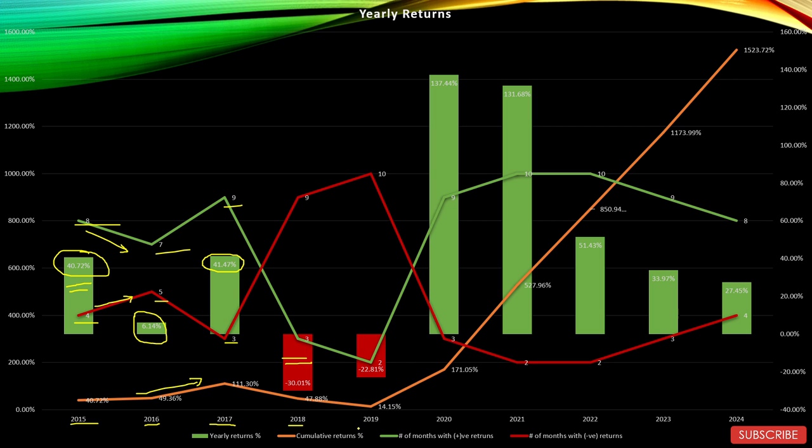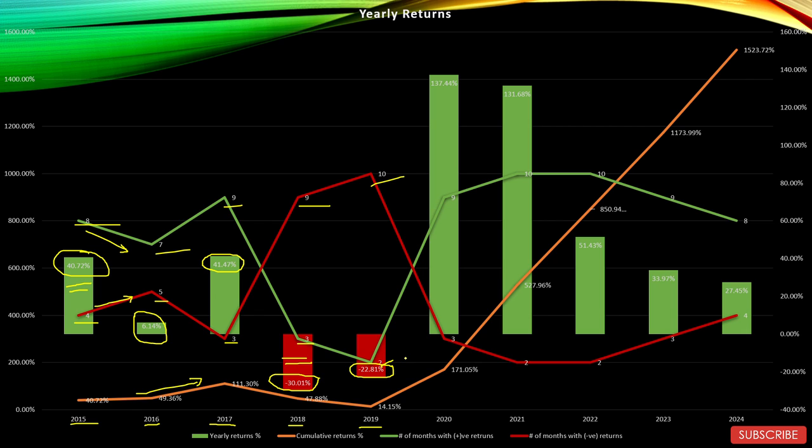And then 2018 and 2019 were bad years for the sector, and the sector managed to give negative returns in both of these years. In 2018, it gave minus 30.01% returns with 9 negative months and 3 positive months. And in 2019, minus 22.81% returns with 10 negative months and only 2 positive months.